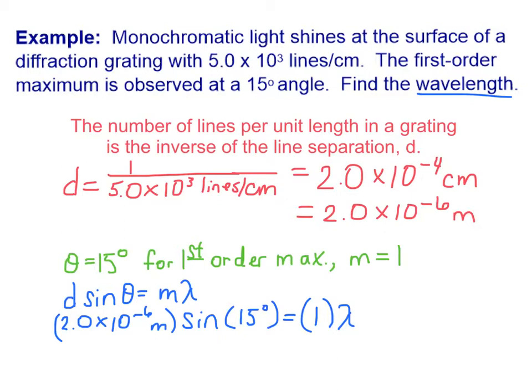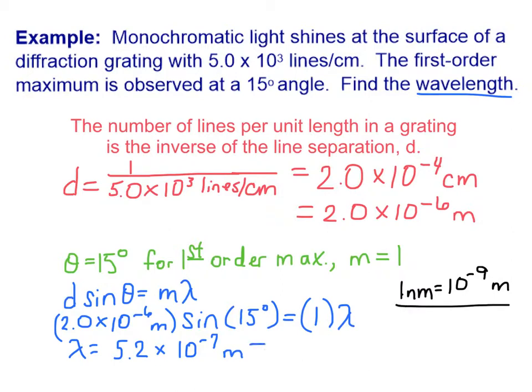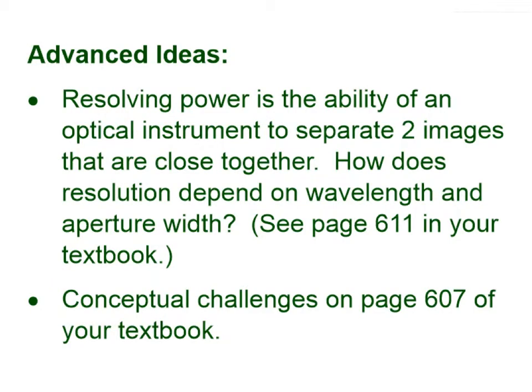Here I've plugged all of our values into our equation, and I solve for my wavelength: 5.2 times 10 to the negative 7th, and it's going to be in meters. Oftentimes, we write things in nanometers because this is such a tiny number. Remember that a nanometer is equal to 10 to the negative 9th meters, and so we can rewrite this as 5.2 times 10 squared nanometers if we like. Either one is correct.